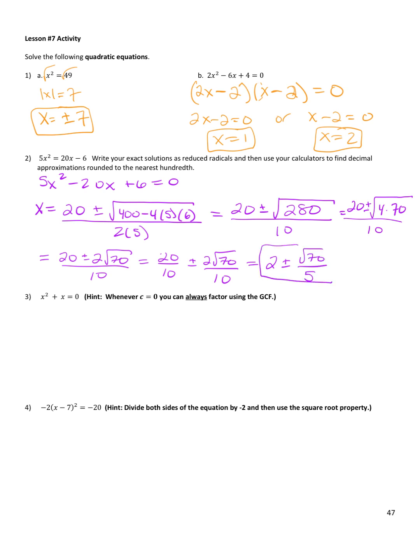So that is my exact answer written as a reduced radical because that's what the directions asked for. And then next, I'm just going to type this into my calculator and get a decimal. So 2 decimals actually, one for the plus, one for the minus. So I just typed this into my calculator and I got 3.67 when I did the plus, 2 plus root 70 over 5. And when I did the minus, 2 minus root 70 over 5, I got 0.33. Number 3, x squared plus x equals 0.